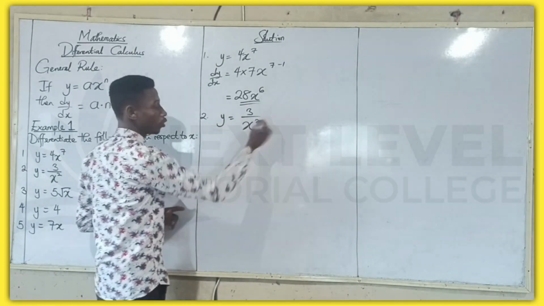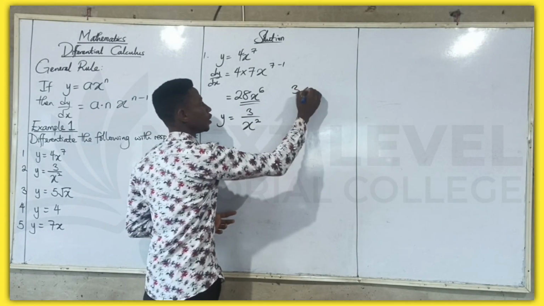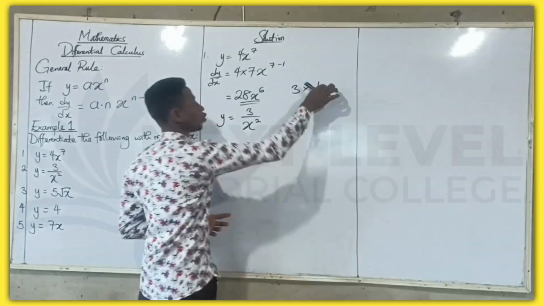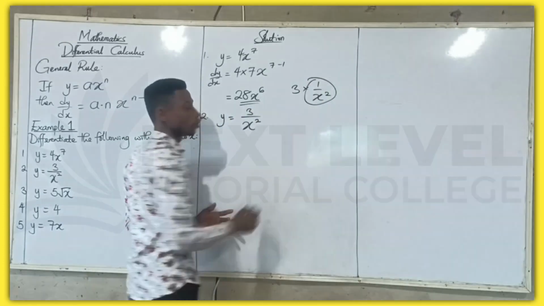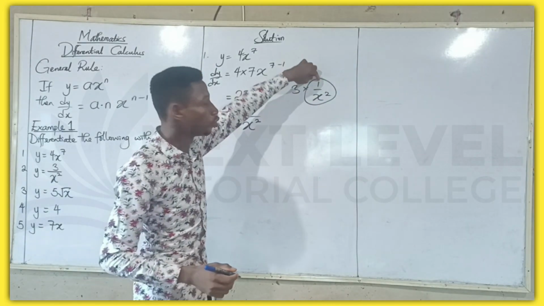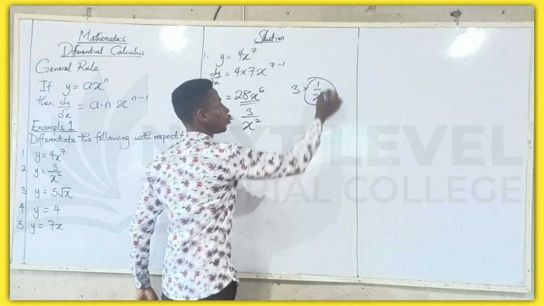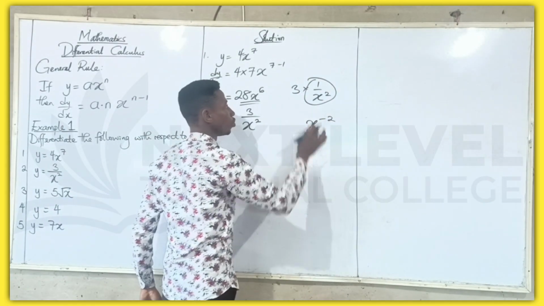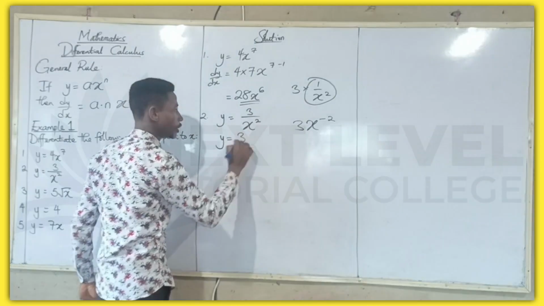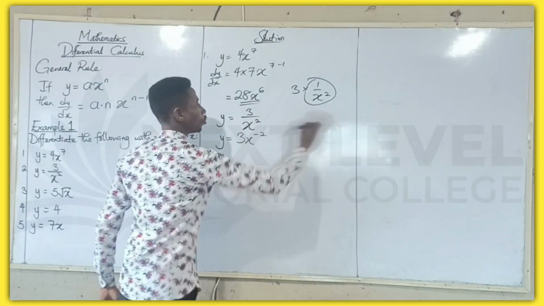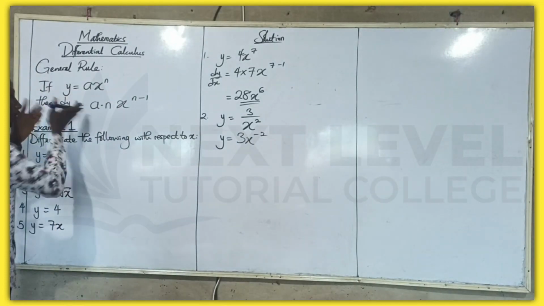Now, what we are going to do here is simply, first of all, we have to understand that this fraction is 3 times 1 over x squared. 3 times 1 is the same thing as 3, so this will become this. But we want to take this as a single unit. Remember the rule of indices that talks about negative indices. So this will become x raised to the power minus 2 times 3. So y is equal to 3x raised to the power minus 2. So this is the linear form. Now we can apply the rule.